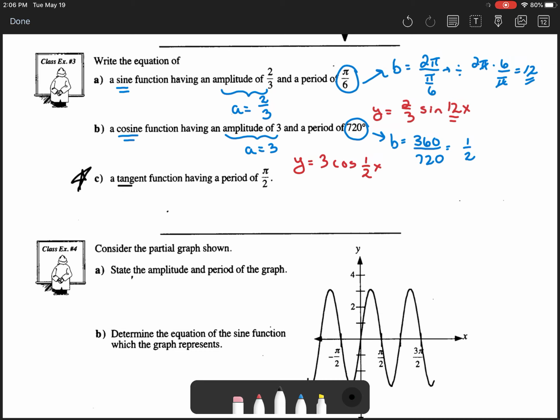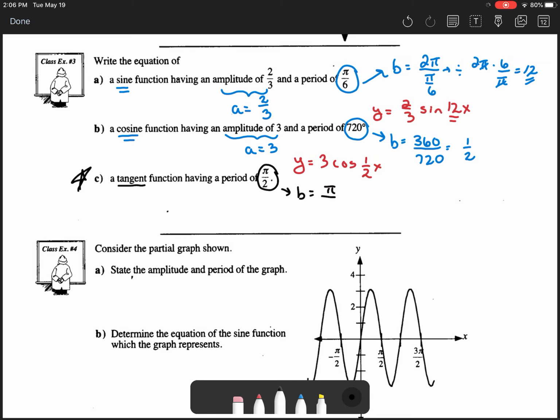All right, last one. Star beside this one because we are discussing tangent. The reason that we make such a big deal about tangent is because its period length is 180 degrees or pi radians, not 360 or 2 pi like it is for sine or cosine. Notice there's no a value because tangent does not have an amplitude. So we're just worried about the period being pi over 2.